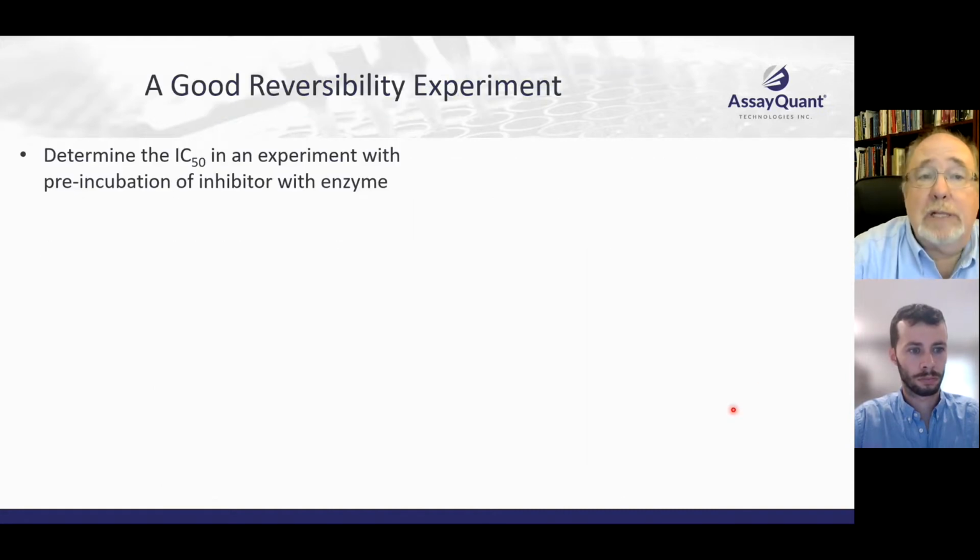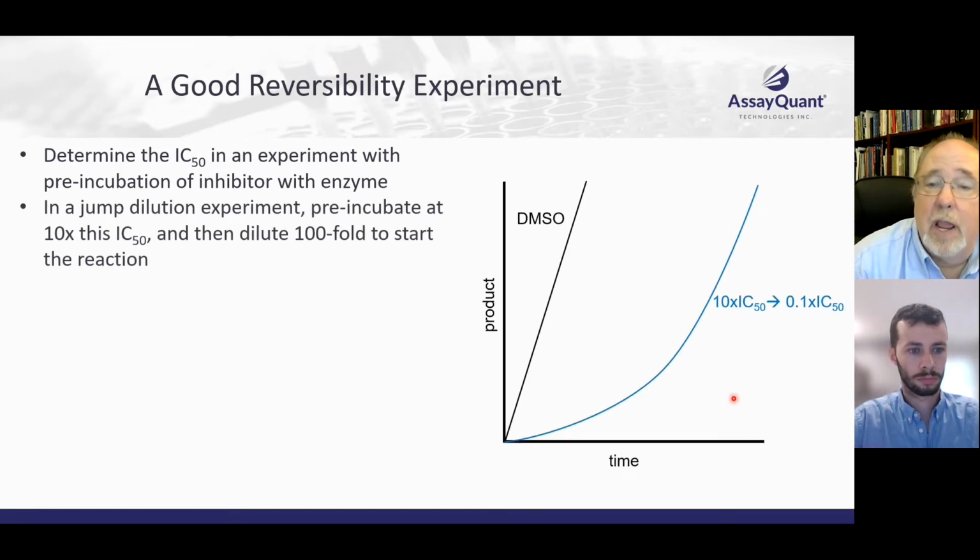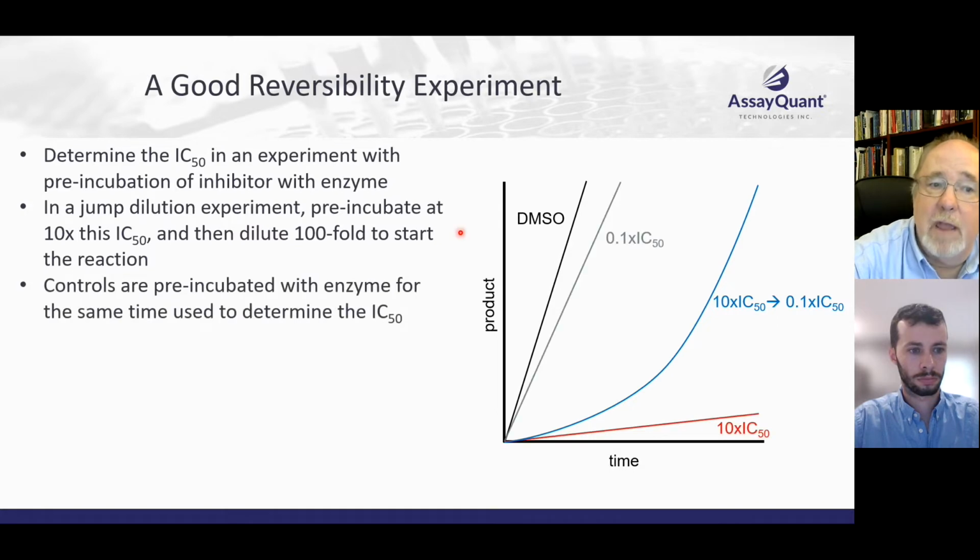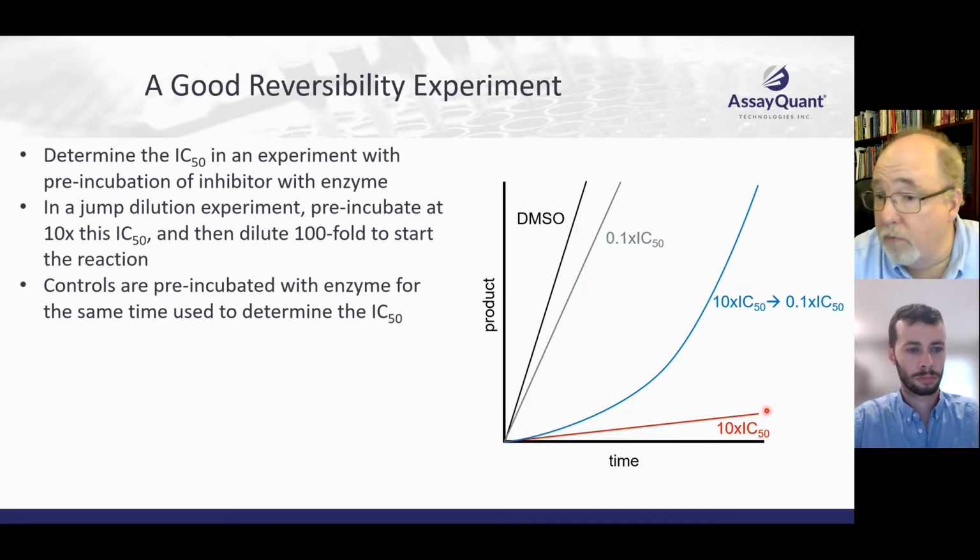So a really good reversibility experiment, like I said, you start off by getting that IC50 with pre-incubation. And in the jump dilution experiment, this is what I described to you. You watch for the recovery of activity over time. Very important, though, you also have the controls here. You have the control where the concentration of the inhibitor is 10-fold over the IC50, and a control where the inhibitor is 10-fold under the IC50.